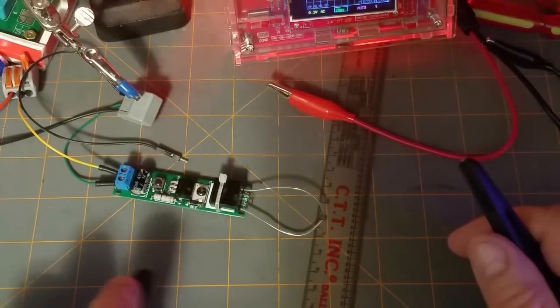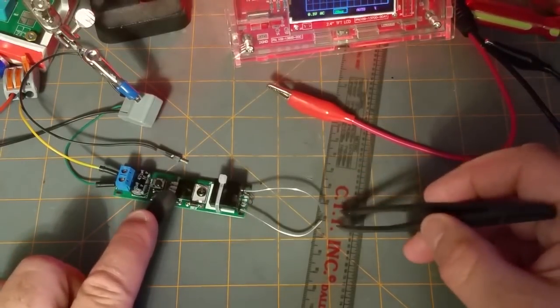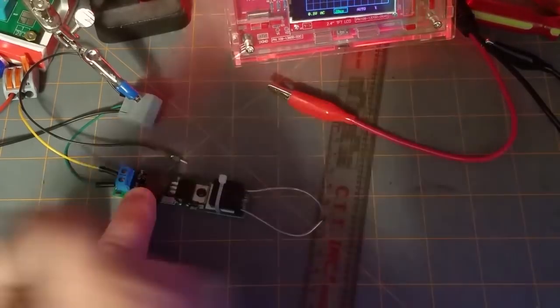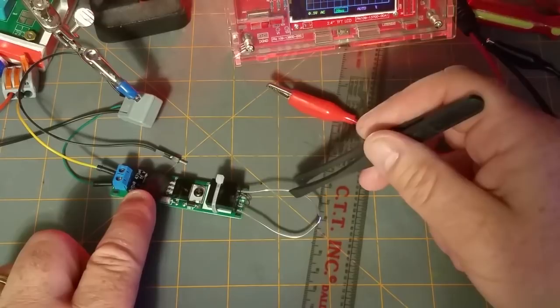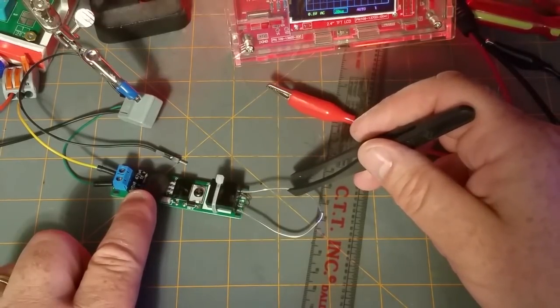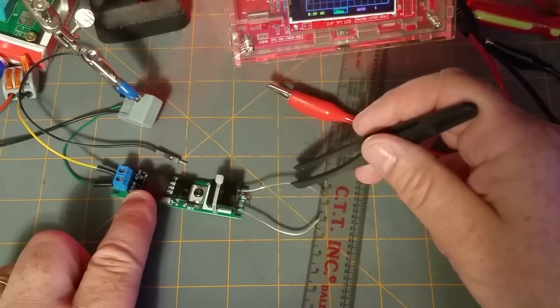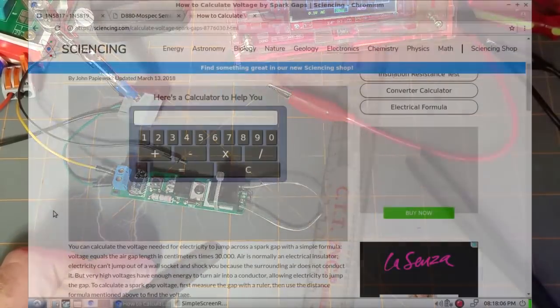And while I've got the power supply up to 5 volts, and I've got the millimeter scale now on my ruler handy, turned on, let's just see how much at 5 volts it does. That's a centimeter. That's 12, 13 millimeters, something like that.